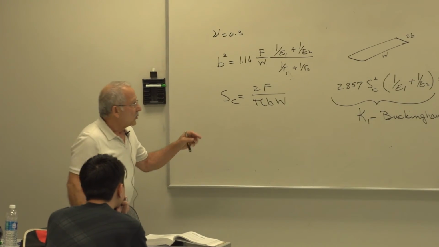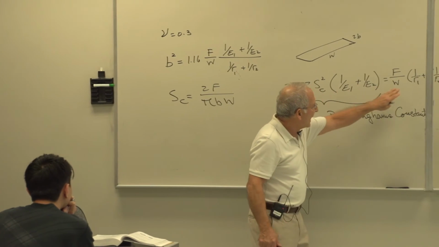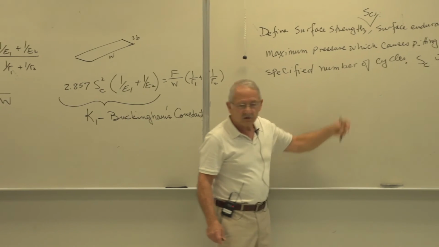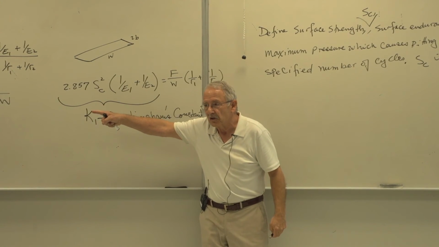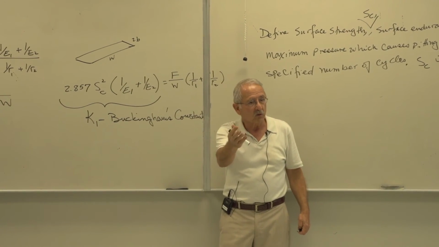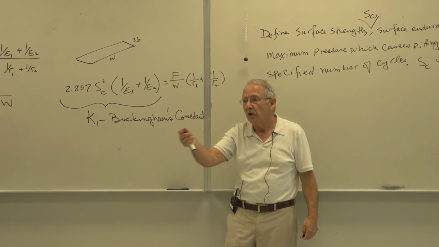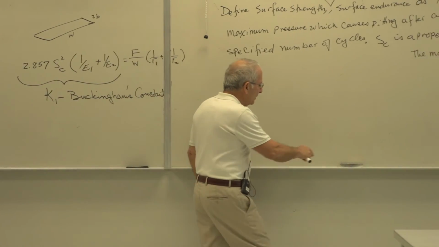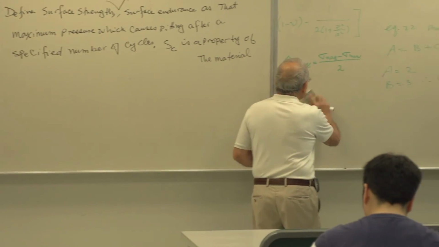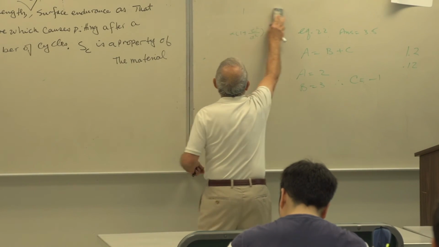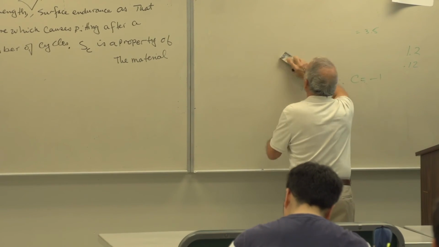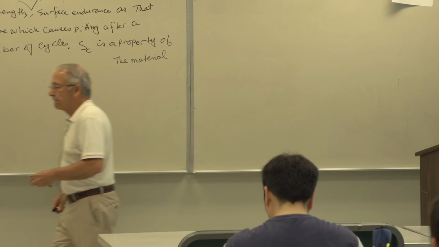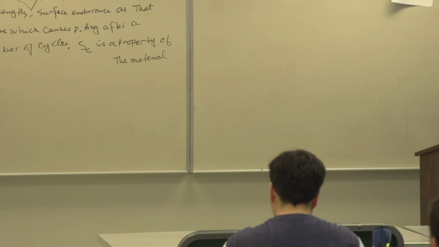So when this equals that, the material can take whatever number of cycles for which we defined SC. And you define that for whatever number of cycles you wish for whatever material. In particular, the one that we use here is steel. And for steels, we have an equation that can give us the value of the surface strength.